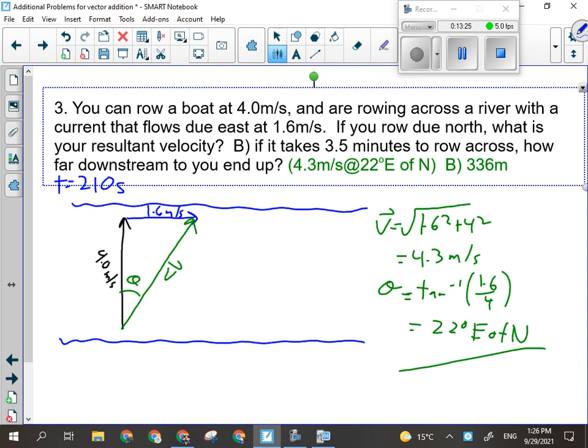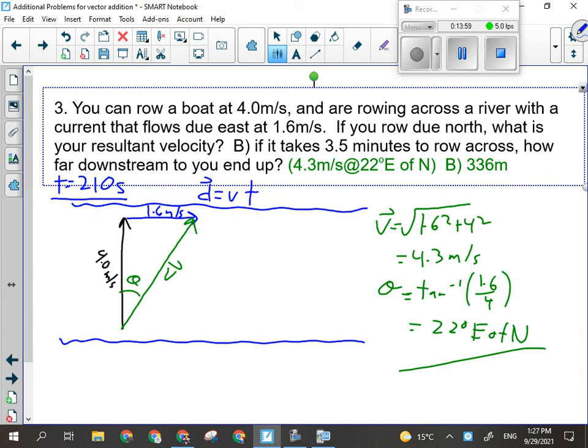Okay, so I got 210 seconds as my time. If it takes me that long to row across, how far downstream do you end up? The mistake I'm getting, or the question I'm getting asked, is: what do I use to calculate that? Well, first the time, and if I want to calculate how far, that's V times T. So the next question is, okay, I see I've got T, which V do I use? Well, the one that points in the direction they asked, downstream.